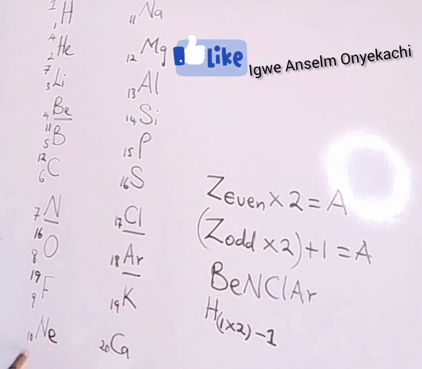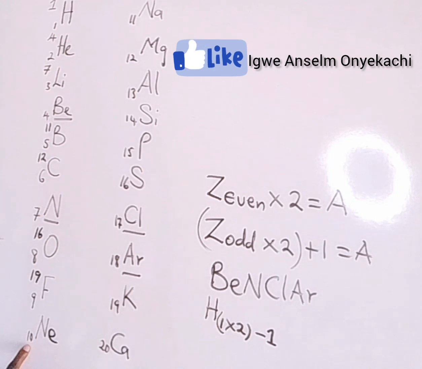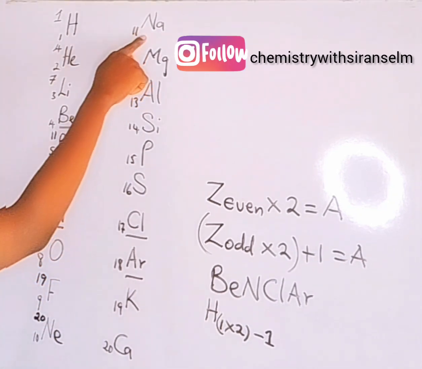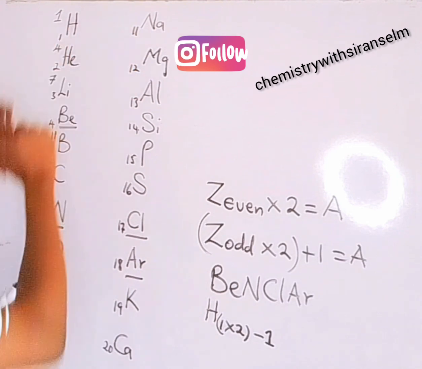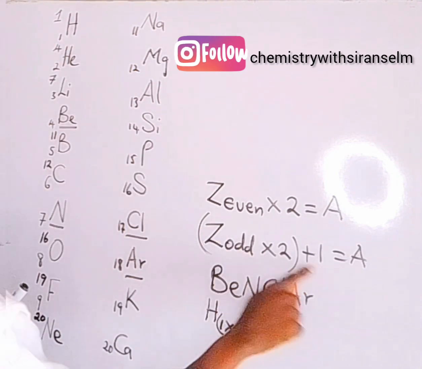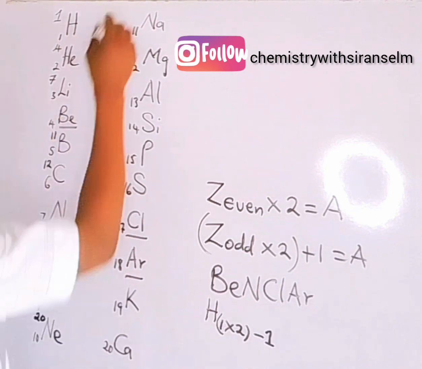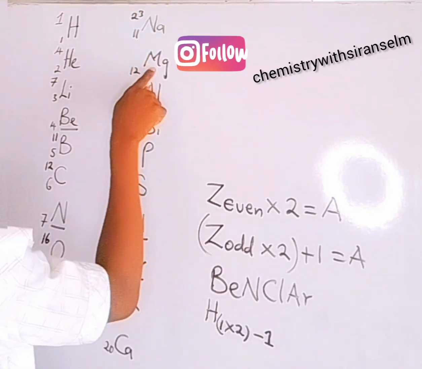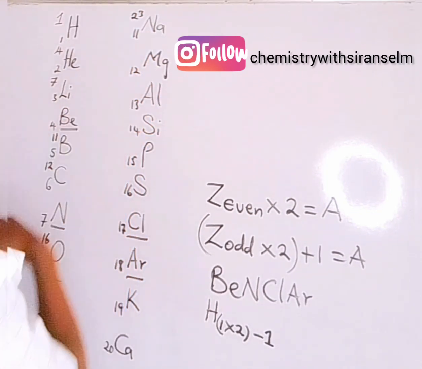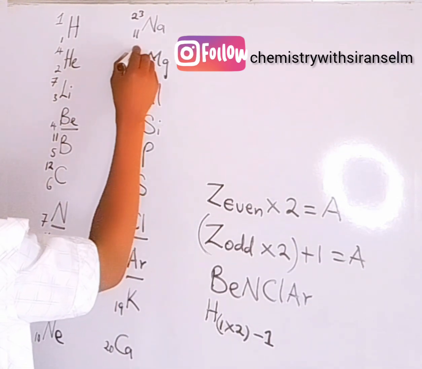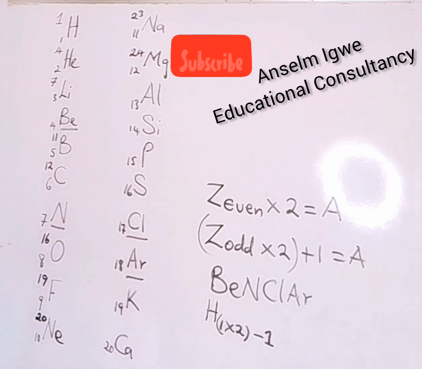Neon, the atomic number is 10, and 10 is an even number. So we just multiply by 2. Sodium, 11 is an odd number. You multiply by 2 and add 1. 11 times 2 is 22, plus 1, 23. Magnesium, 12. 12 is an even number. So 12 times 2 is 24. 24 is the mass number of magnesium.